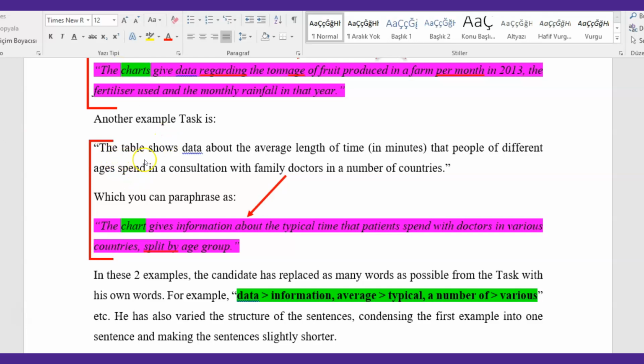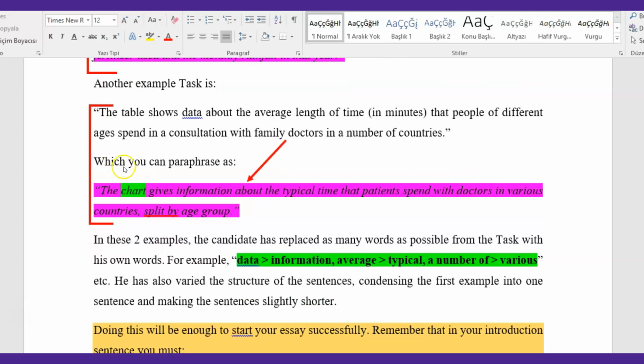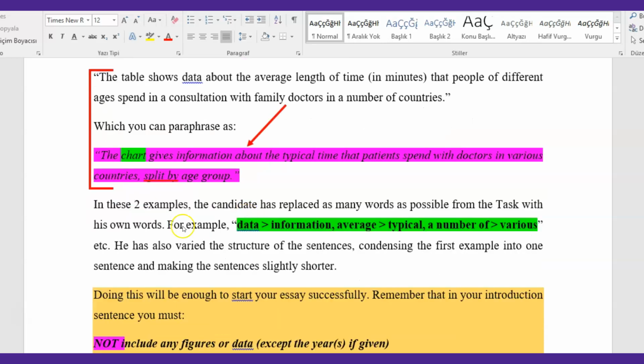Another example is the table shows data about the average length of time in minutes that people of different ages spend in a consultation with family doctors in a number of countries, which you can paraphrase as, again, the chart shows data, gives information, provides information about the typical time that patients spend with doctors in various different countries, various nations, split by age group, people in different age, right?